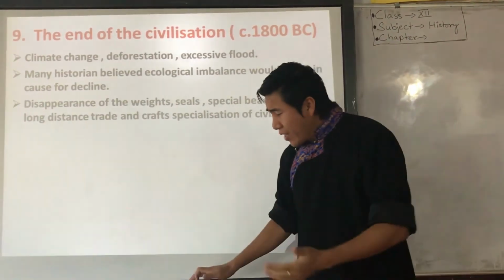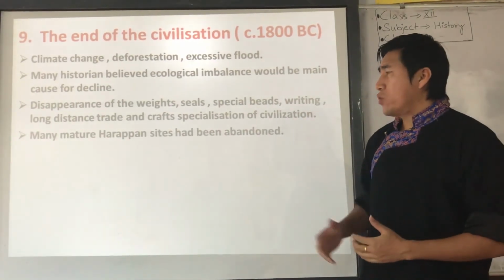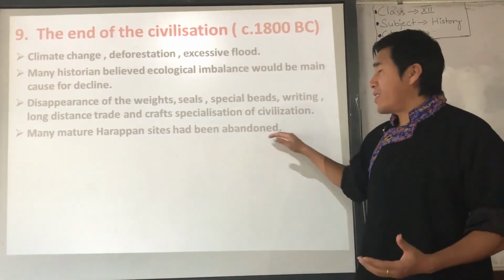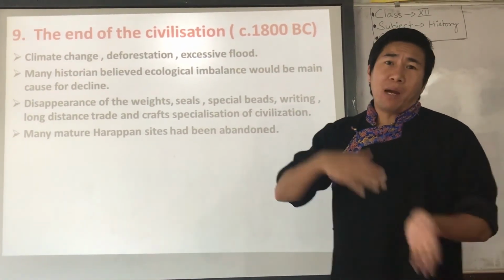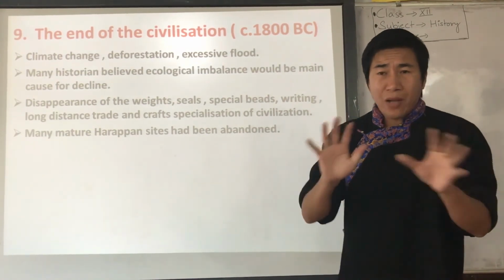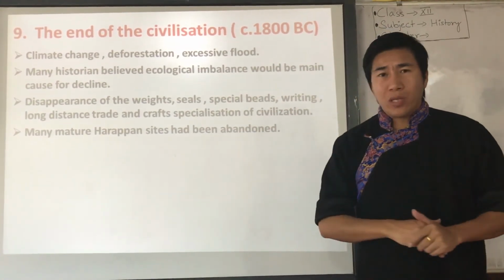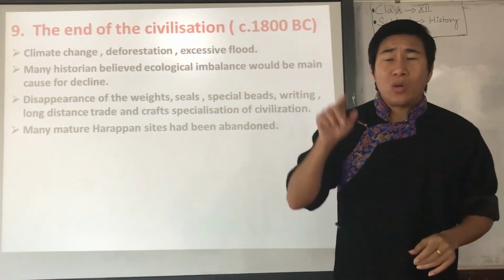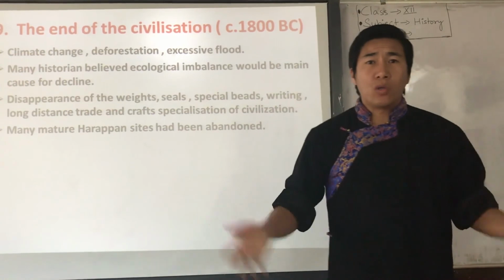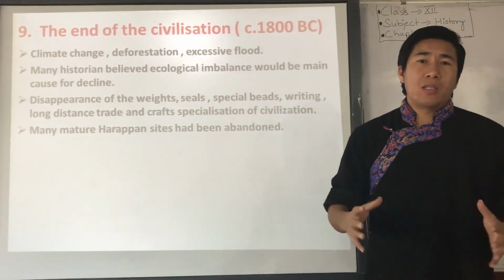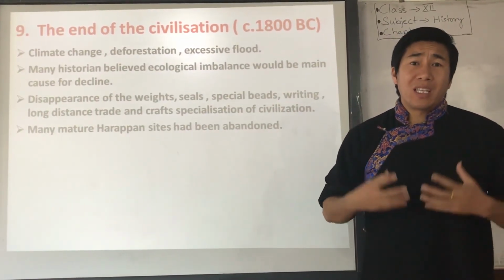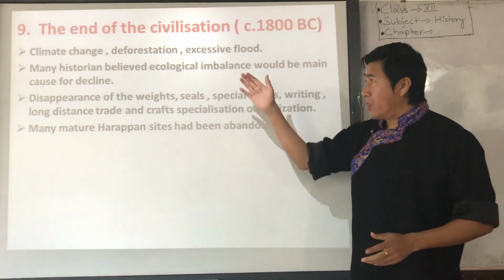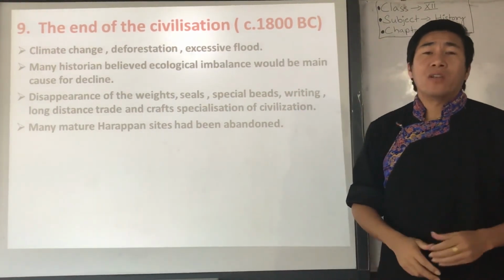The second reason they know is that many major Harappan sites like Cholistan were abandoned, meaning people left these places and migrated elsewhere. By looking at this, they know that the Indus Valley civilization unfortunately came to an end. Around 1500 BC, people almost forgot about this massive, beautiful, advanced civilization. So this is all about the end of the civilization.